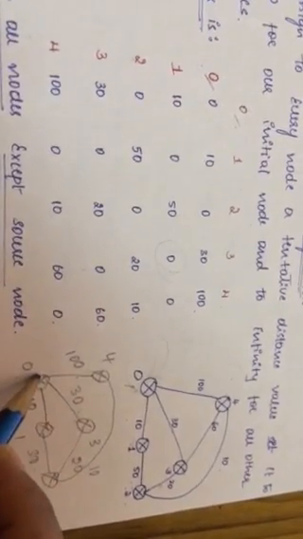Next, 3 to 0, it is written 30. 3 to 1 it is 0, no direct path. 3 to 2 is 20, it is drawn already. Next, 3 to 3 is 0. Next, 3 to 4 is 60. Okay. Next, 4 to 0 is 100, already drawn. 4 to 1, there is no direct path, 0. 4 to 2, you have 10, it is drawn. Next, 4 to 3, it is 60, drawn. 4 to 4, 0. So this is how I have arrived at my network diagram.